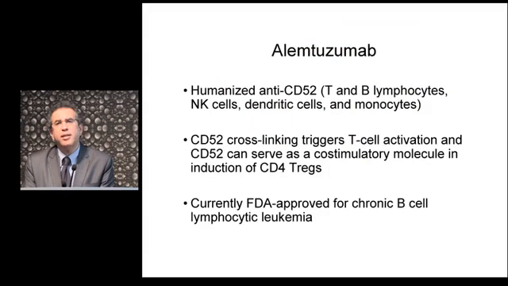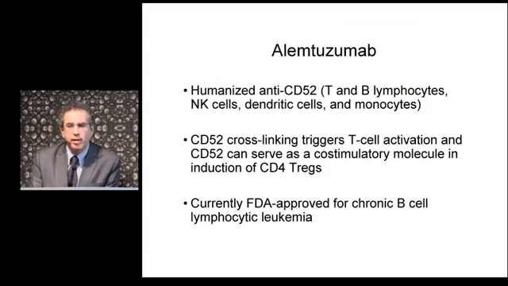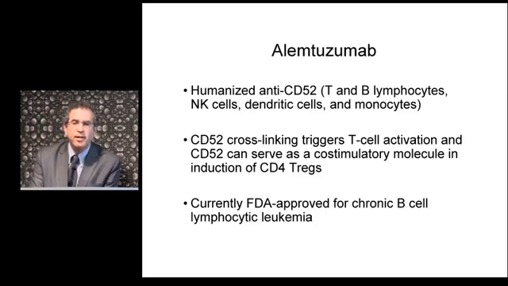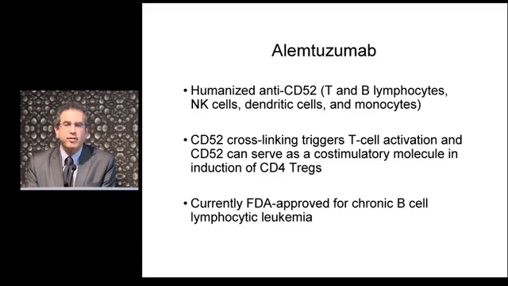The antibody is a humanized anti-CD52 antibody discovered by Herman Waldmann when he was at the University of Cambridge in England. It recognizes T cells, B cells, NK cells, dendritic cells, and monocytes. Anti-CD52 cross-linking triggers T-cell activation, and CD52 can serve as a co-stimulatory molecule, with induction of regulatory T-cells. It's currently FDA approved for B-cell lymphocytic leukemia.